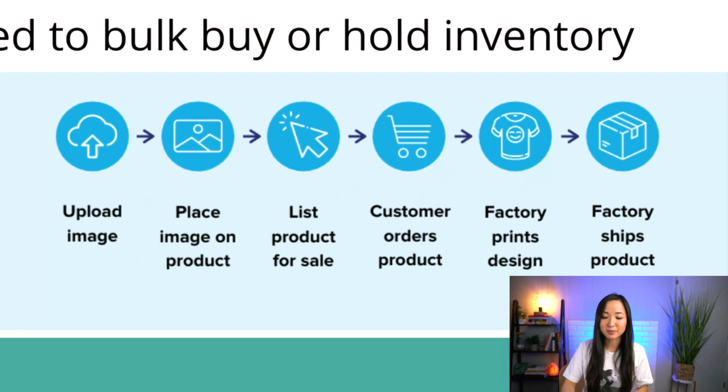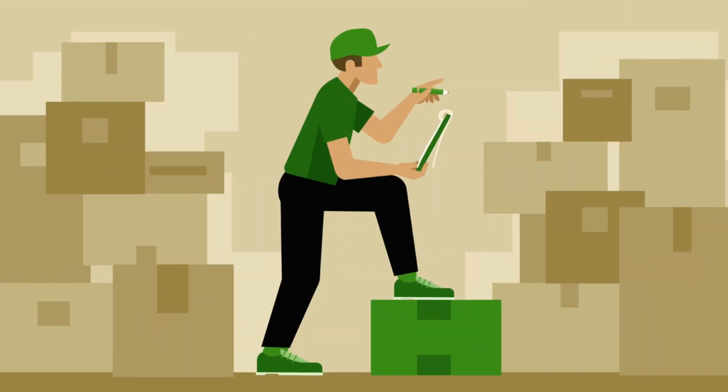So if you look at the image below, you can see that ultimately you are uploading an image or design and you place that image on a product like those shirts or those tote bags, and then you list that product on sale on some marketplace, for example, or on your own website, and customers will start ordering your products. And whenever they order the products, the factory will print your design and ship your products for you. So you don't actually need to hold that inventory.